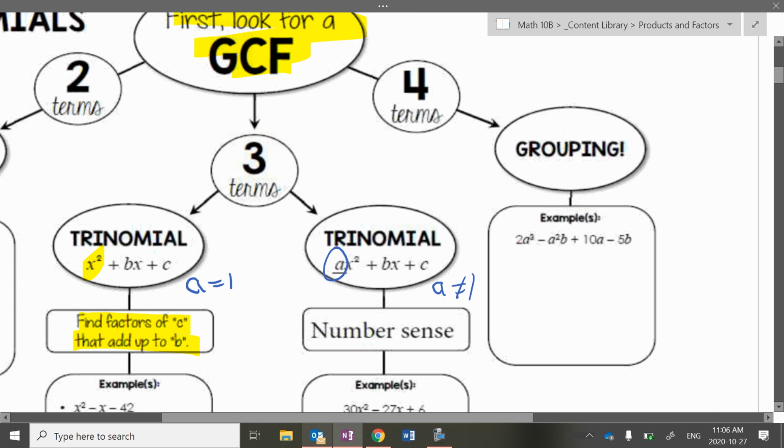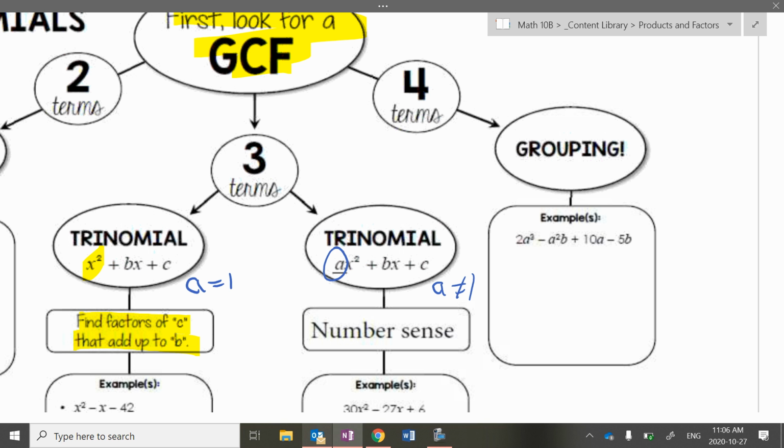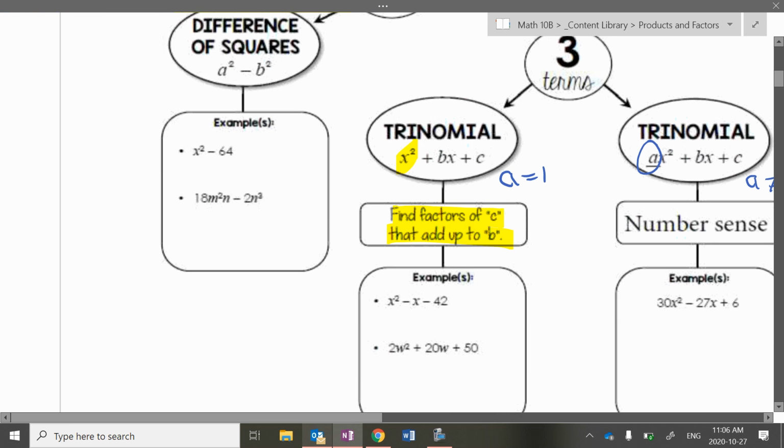The last one, if there's 4 terms, it's factor by grouping. This is the most likely one for you to forget. Often we forget what factoring by grouping is. We totally disregard it, just like in our last unit, we all kind of forgot what a degree was and what our leading coefficient is. So let's go through these examples here.